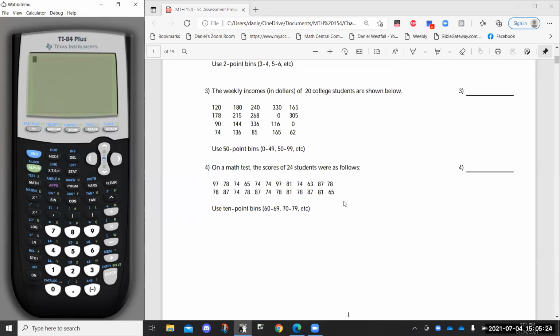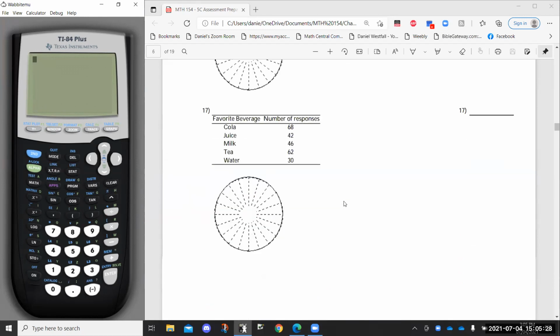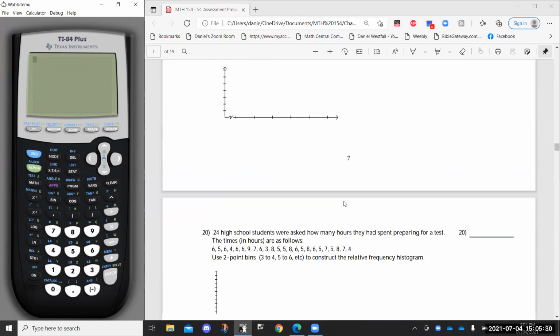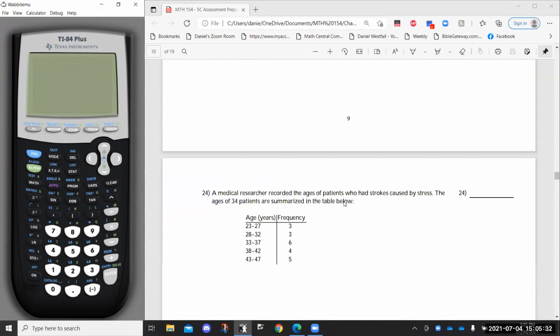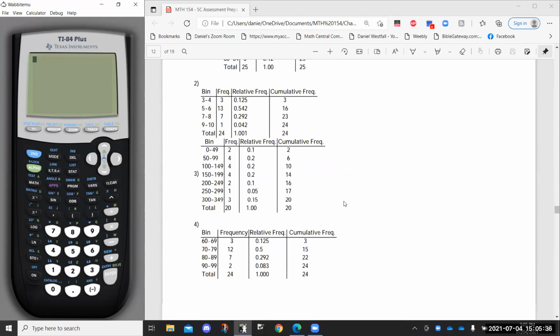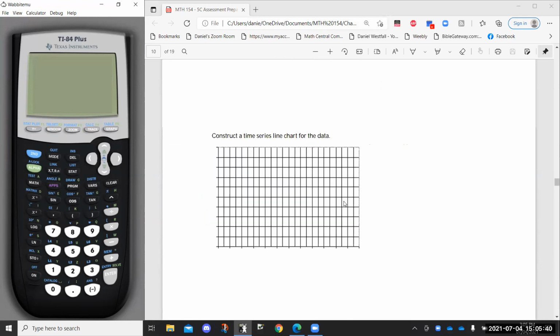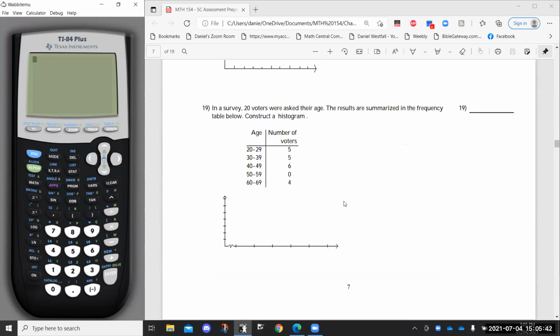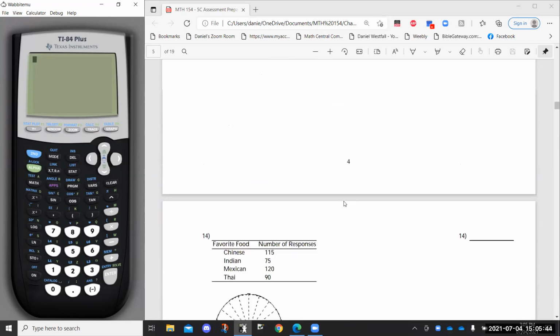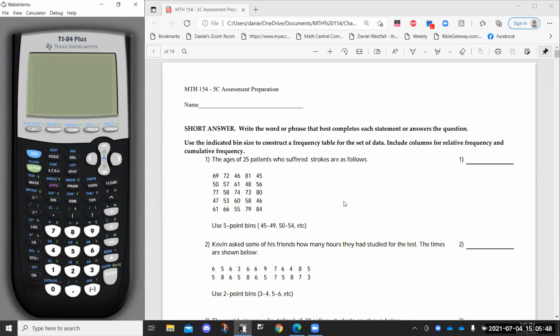You have perfect looking graphs in your answer keys, starting on page, what is that, page 12? Starting on page 12 of your document. So I'm just going to go through how to do the problem, and I'm not actually going to do all the problems myself.